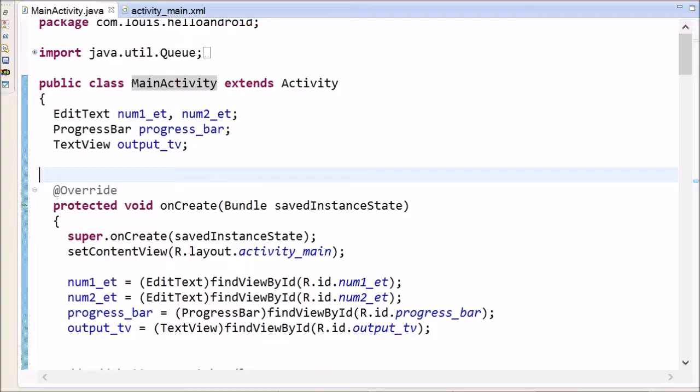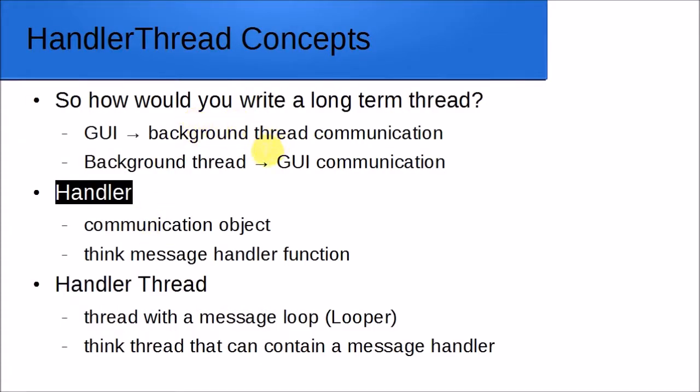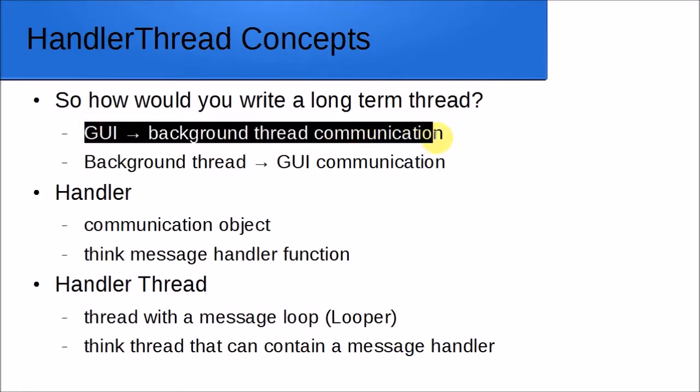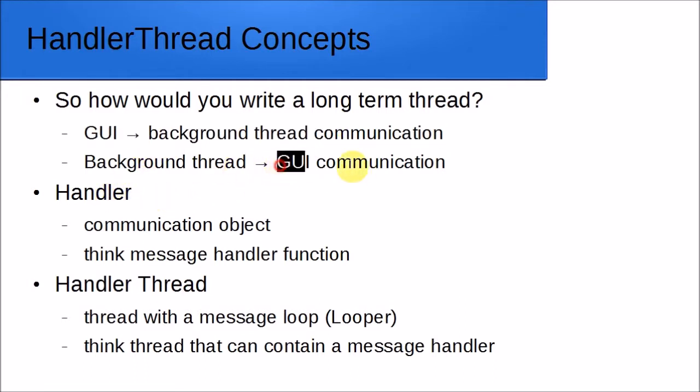So that's a key concept. If you do it yourself, you have to write the message loop, just like how I showed you. Now to talk to the GUI, you utilize the message loop that's already inside of the GUI, and you tap into it by using the handler object.